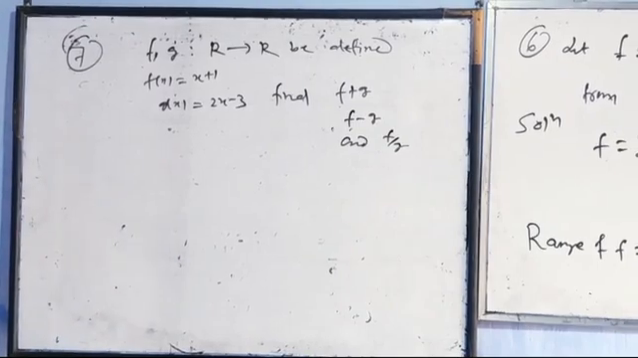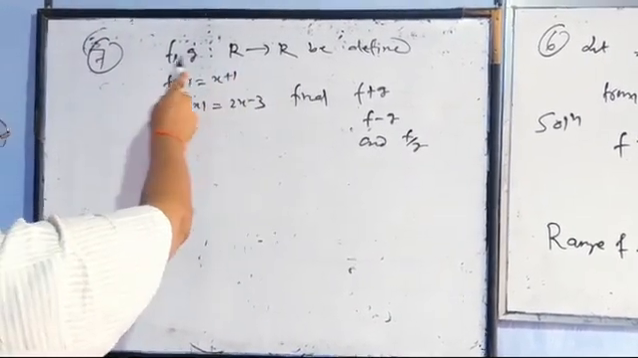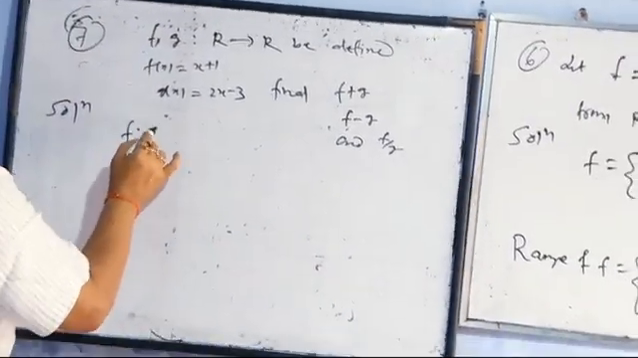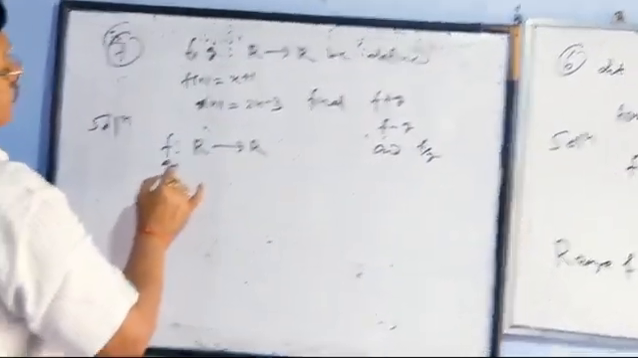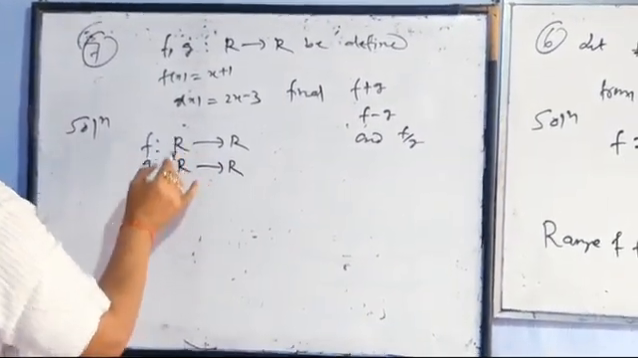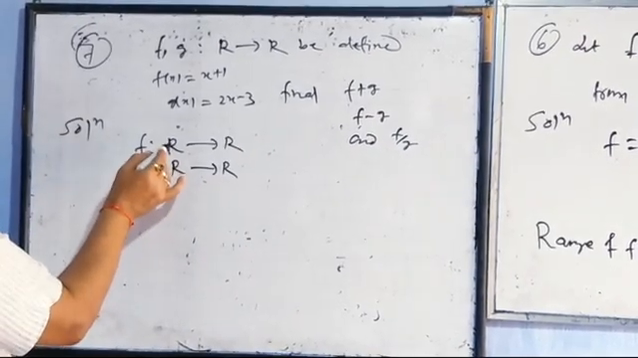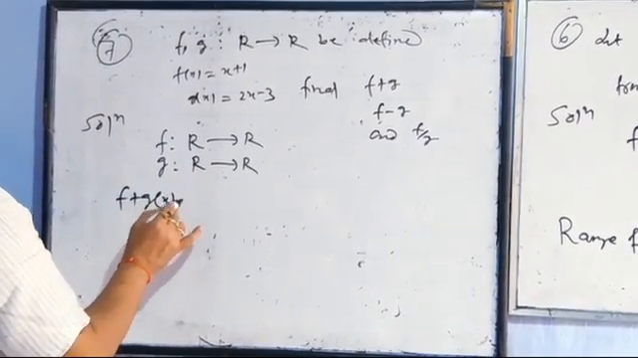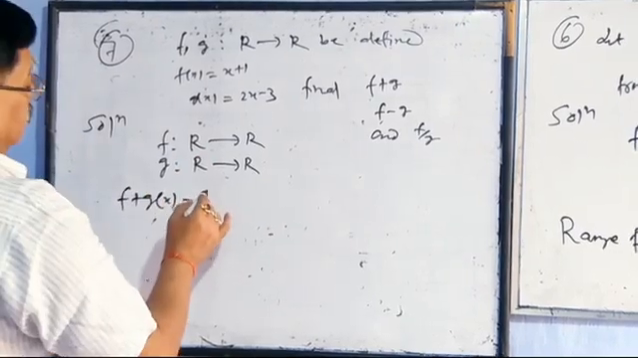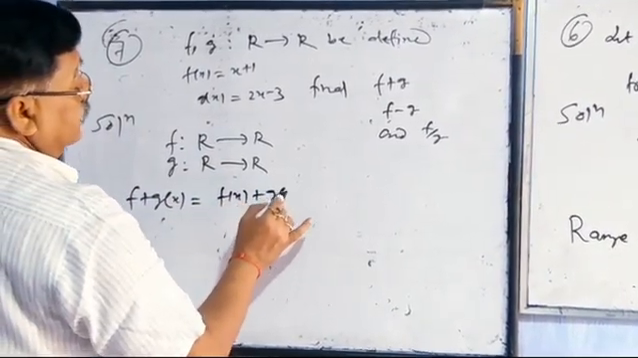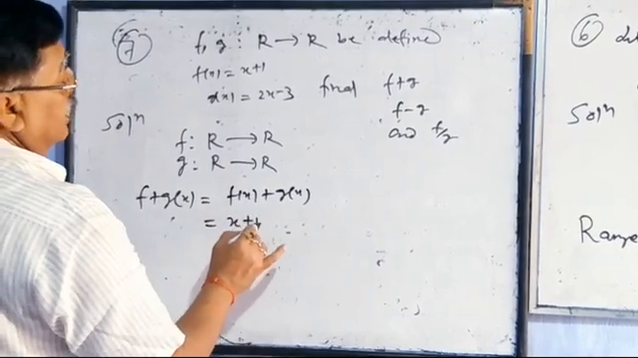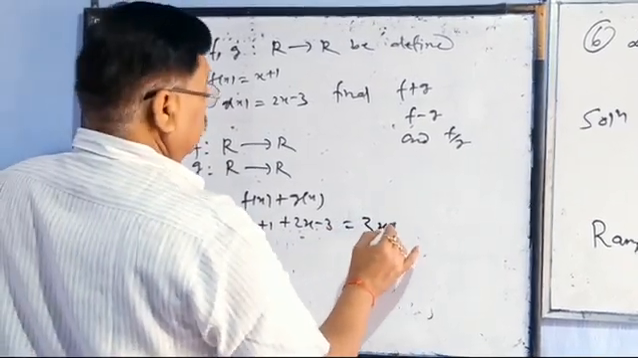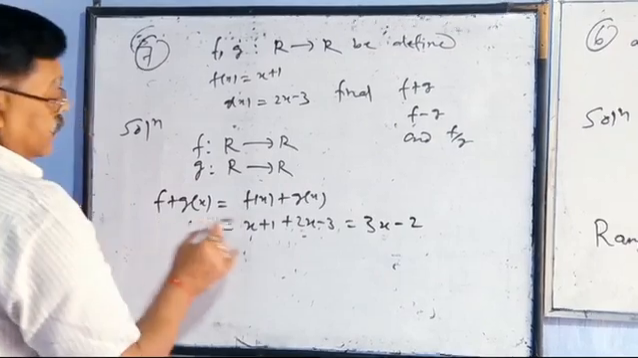Here function f is defined from real to real, and g is also defined from real to real. So, solution: f is a function from R to R, g is a function from R to R, so the domain of both functions is the same. By the operation of functions, (f + g)(x) is f(x) + g(x). So x + 1 plus 2x minus 3 gives 3x minus 2. This is (f + g)(x).